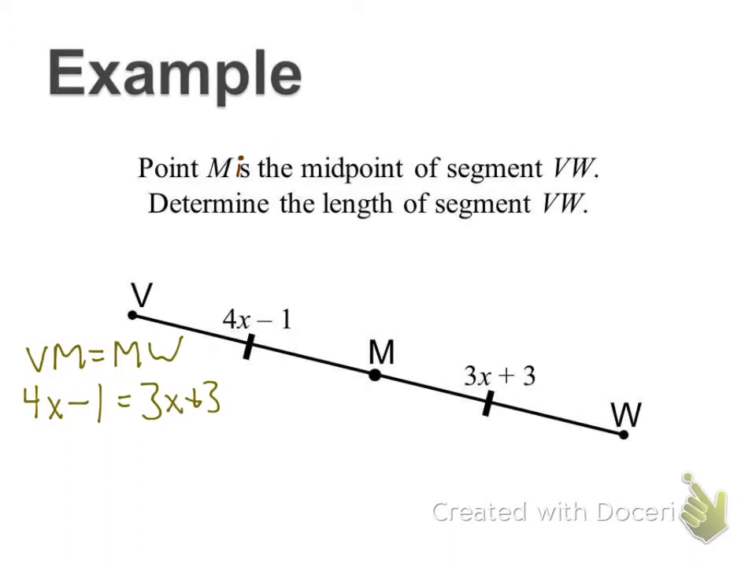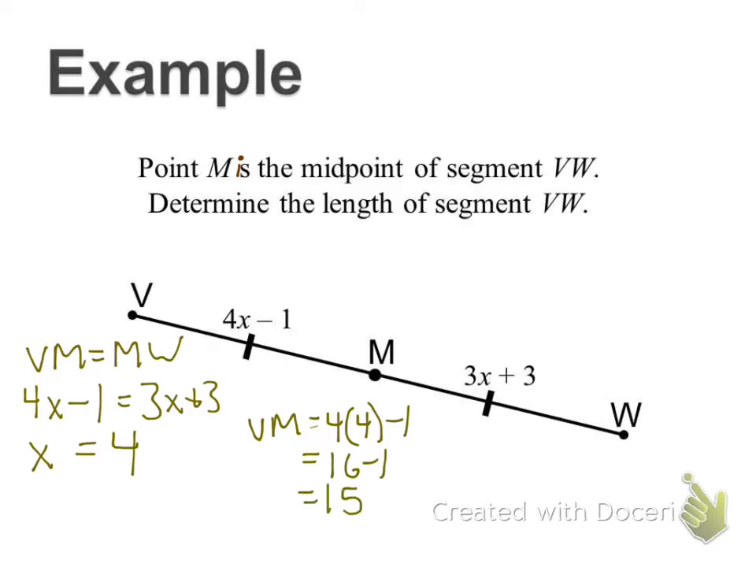And that gives us, by solving, of course subtracting 3x from both sides gives us an x, adding 1 to both sides gives us a 4, x equals 4. Not our answer, we have to keep going. So VM, therefore, is 4 times 4 minus 1. I just substituted in 4 for x. That's 16 minus 1, or 15.